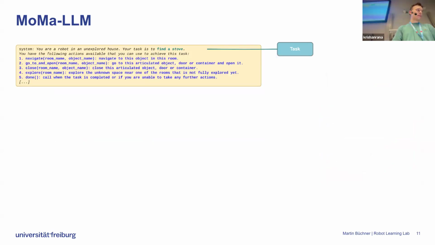So what does the policy look like? We have a general task specification, for example, find a stove in the apartment, and then we interleave this with a set of high-level actions available to the agent, which includes navigating to an object, closing or opening an object, or exploring unseen regions, as well as calling done whenever the task is deemed to be completed.